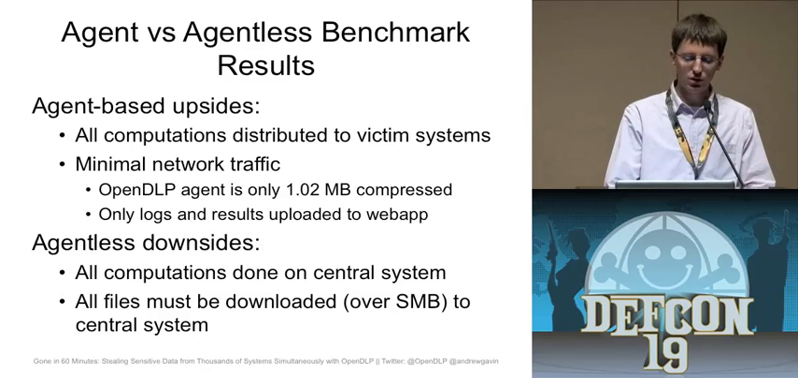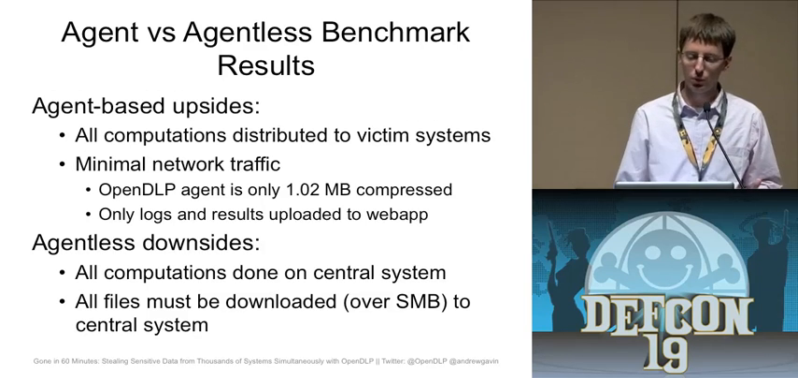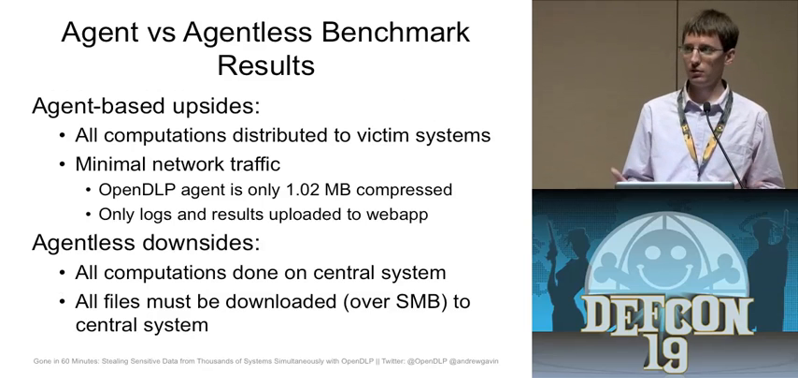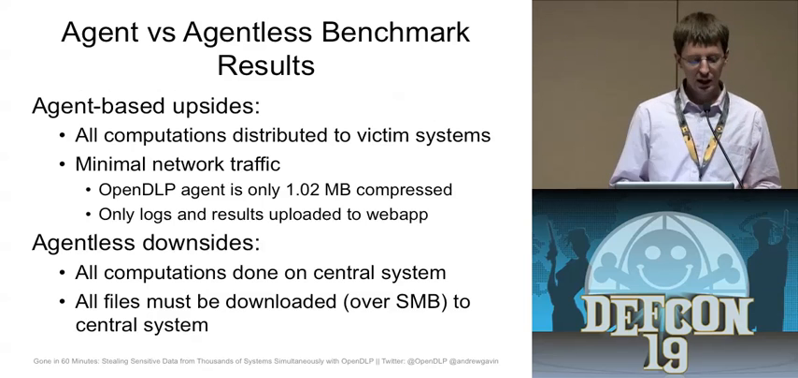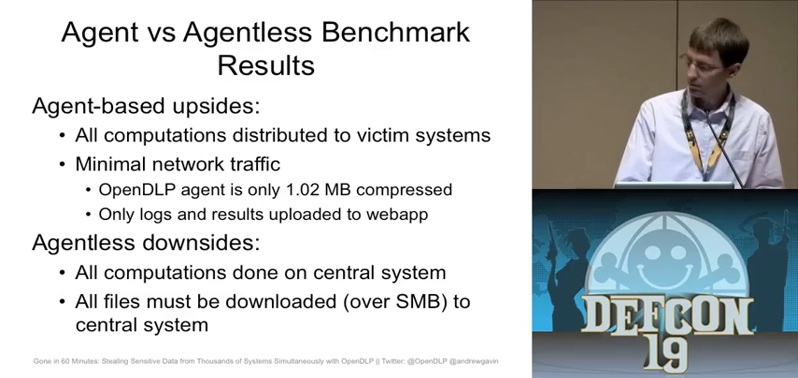The downsides to the agentless scanner are, of course, everything has to be processed by you, by your own laptop or your own system. So if you're going to do this 2,000 times in parallel, it's really going to crush your CPU. And of course, you have to download everything to your system as well.